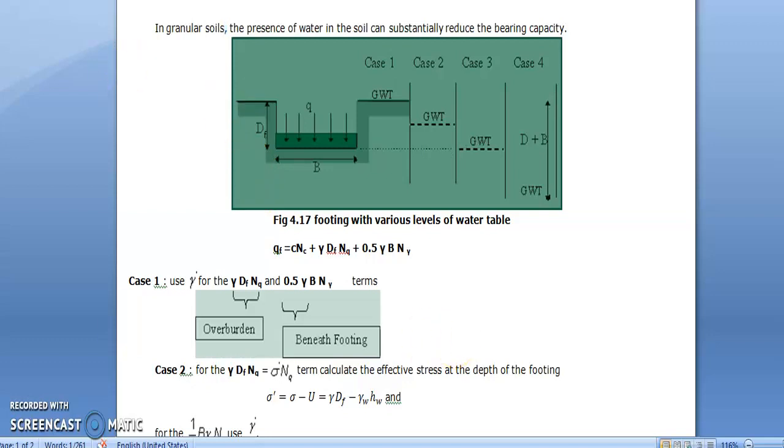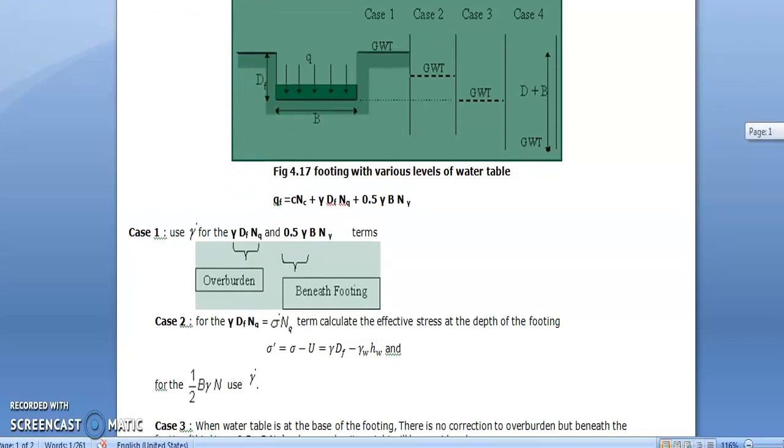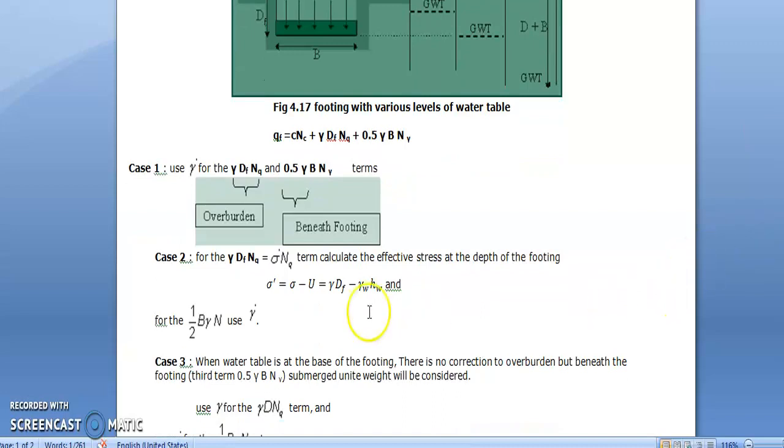Okay. So when the soil in the overburden is partly submerged, partly not, we are going to introduce the sigma dash concept, which is equal to gamma into df minus gamma w into hw, where hw is the height of water above the foundation level. And for the third term, as I have already told you, you directly replace gamma by gamma dash.